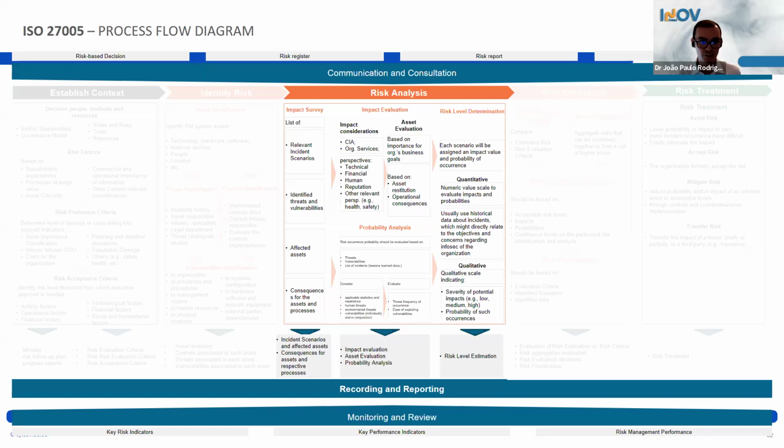If it is of quantitative nature, it is a numeric scale to evaluate impacts and probabilities. If it is a qualitative measure, it is something more like, for example, a scale from rare to frequent, from low impact to high impact, something like that. It's not numeric. Okay. So the output of this stage is the incident scenario, the consequences of this scenario, the impact evaluation, asset evaluation, probability analysis, and risk level estimation.